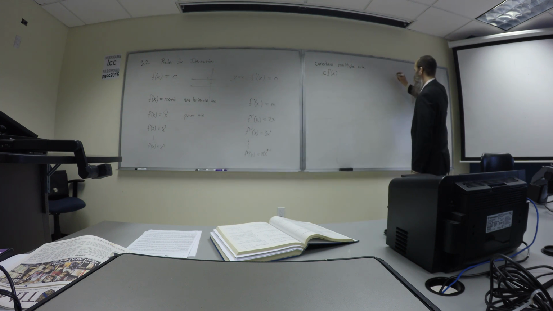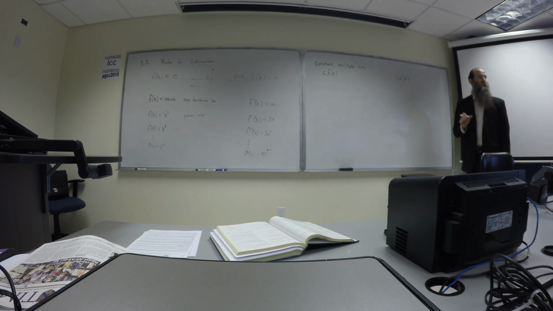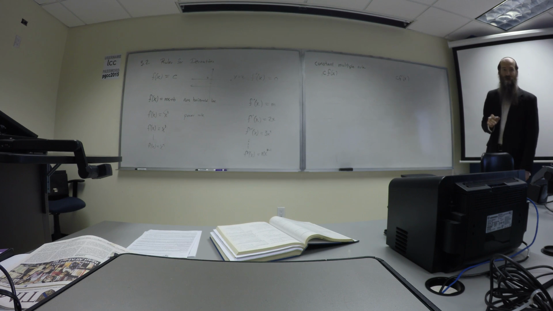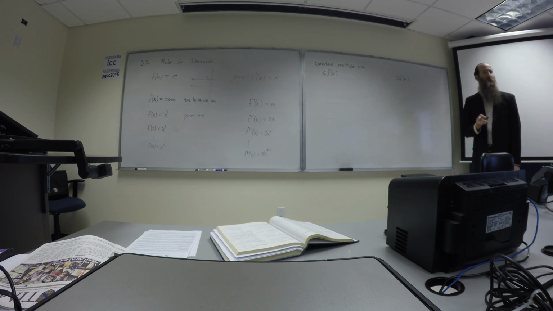So it's going to be c f prime of x. You can take the derivative of the function itself and then multiply by the constant afterwards. Okay? You don't have to incorporate the constant into the derivative process until after the fact.